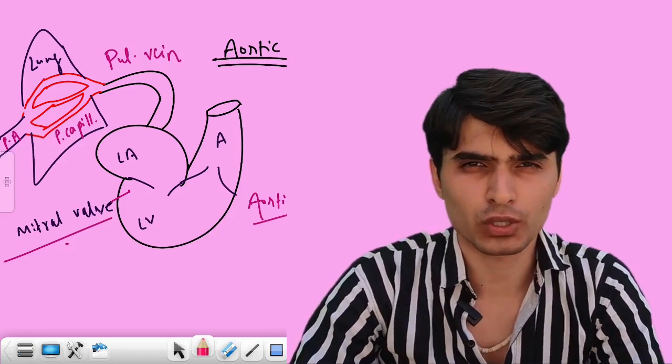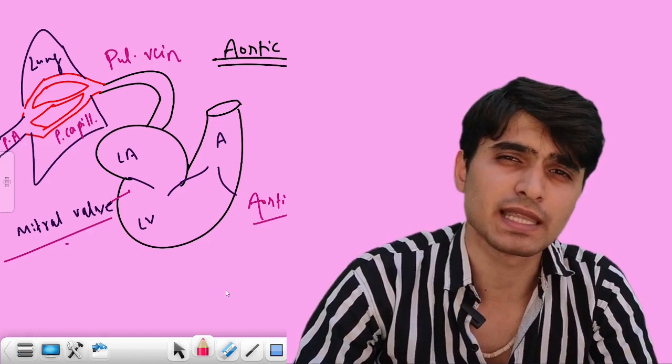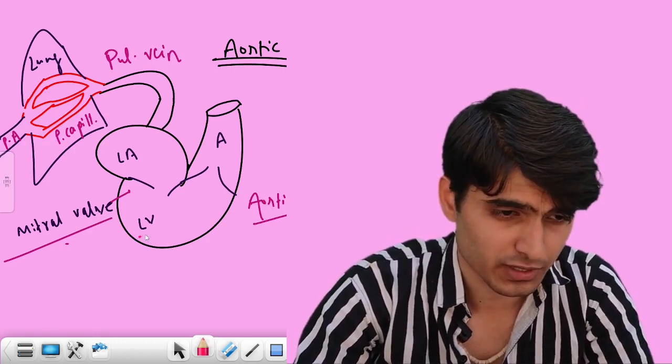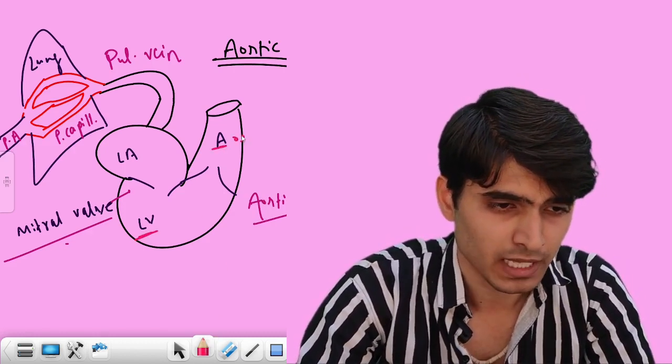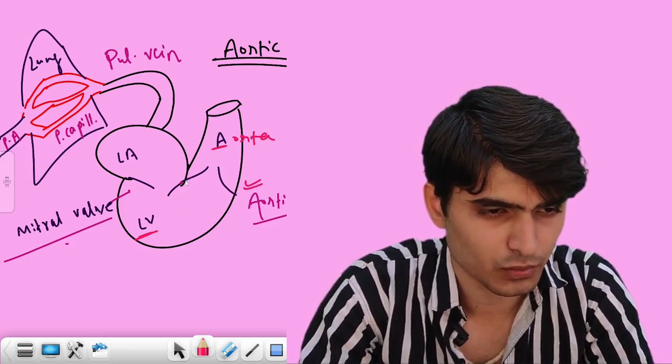So guys, let's go for the aortic stenosis. And what is the meaning of the stenosis? That is basically the narrowing, right? And this is your left ventricle and that is your aorta. And this is basically the root of aorta.